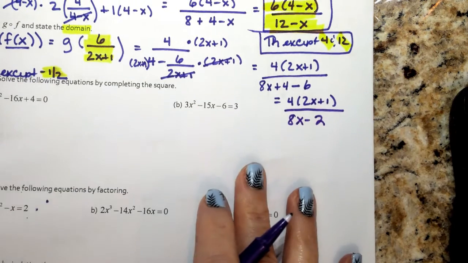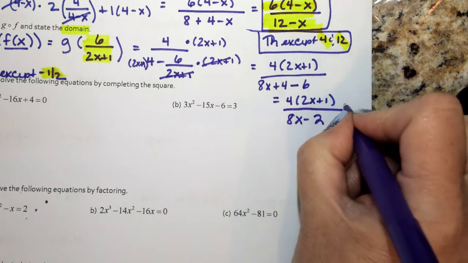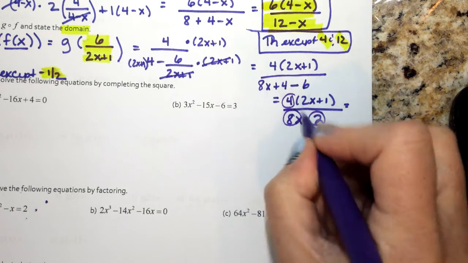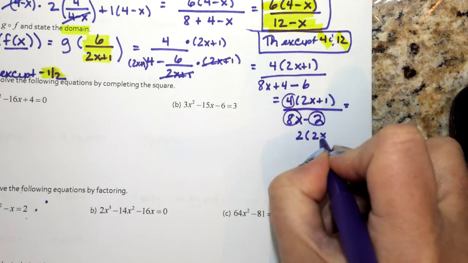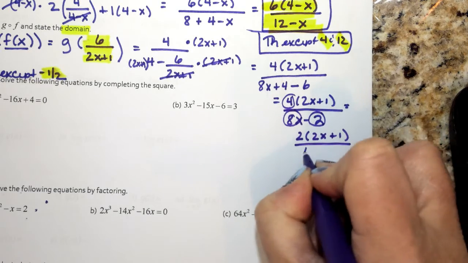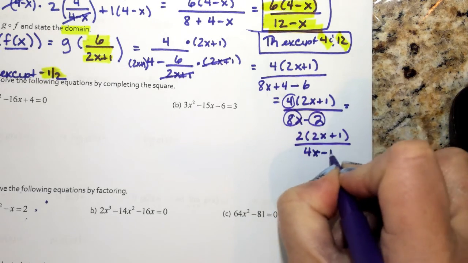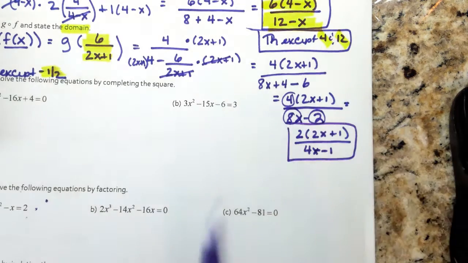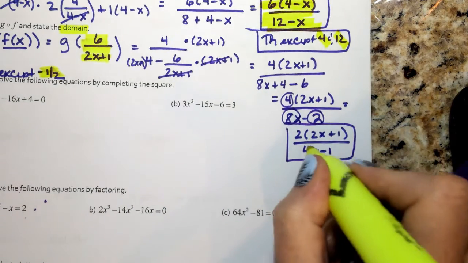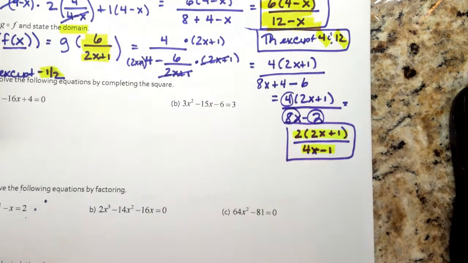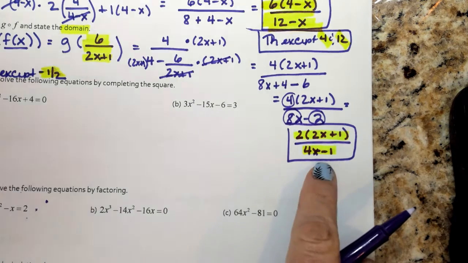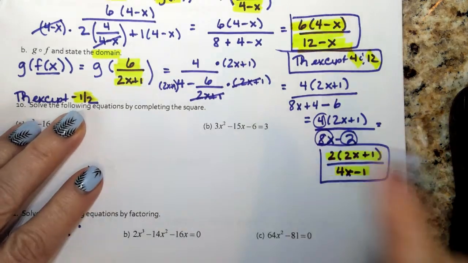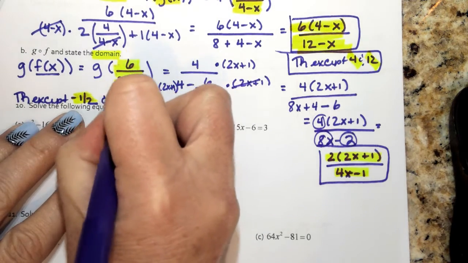Now notice you want to make sure your final answer is in simplest form. I can divide a 2 out of the 4, 8x, and minus 2. So it's going to be 2 times 2x plus 1 over 4x minus 1. So that's my final answer. Again, when you talk about the domain, you've got to look at the domain of the final answer. Again, you can't have a 0 in the denominator. So the domain is going to be all real numbers except negative 1/2 and 1/4.